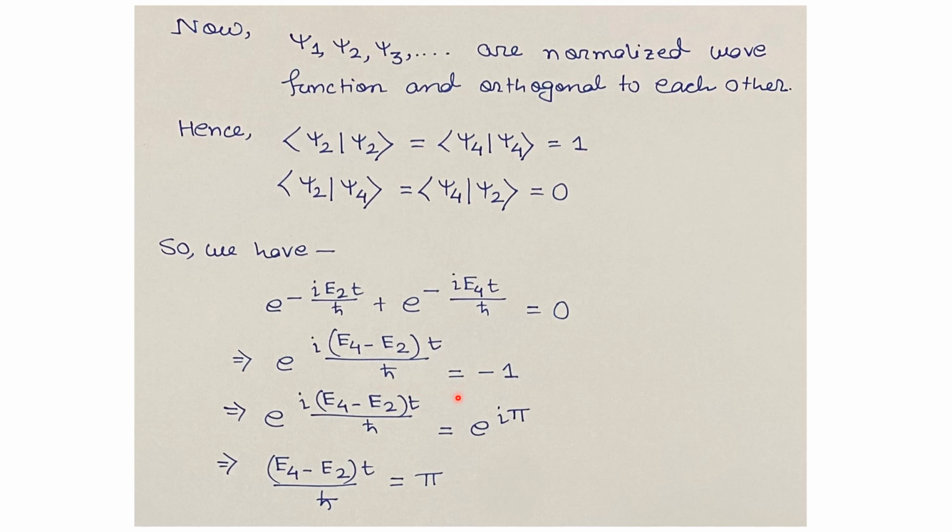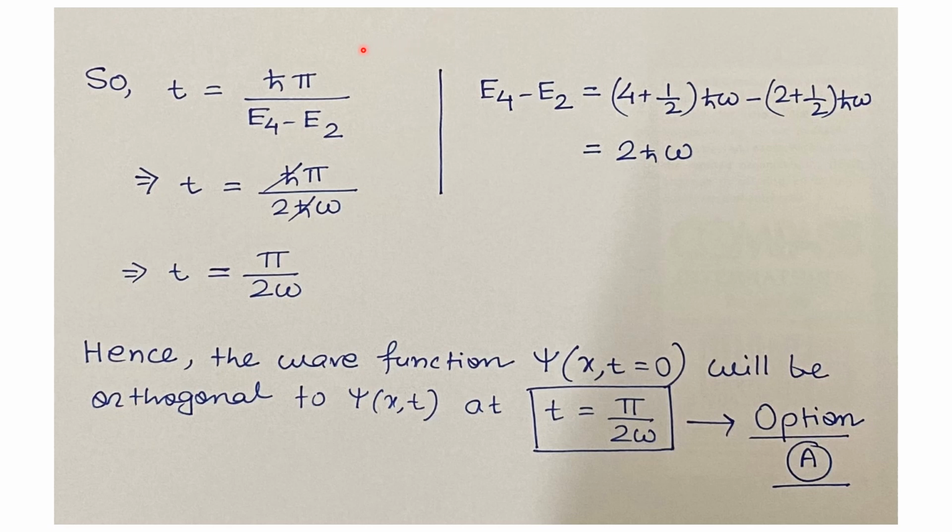Now from complex number theory, we know e to the power i pi is basically minus 1. So we'll write this minus 1 as e to the power i pi. Now comparing the exponent part, we can write (E4 minus E2) times t by h cut equals pi. From the last equation, we can write the time T equals h cut pi divided by E4 minus E2, where E4 is the energy of the harmonic oscillator at the n equals 4 state and E2 is the energy at the n equals 2 state.